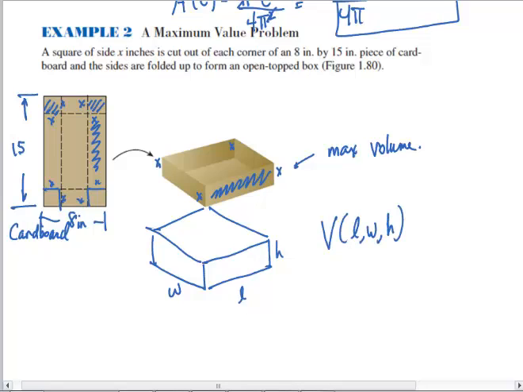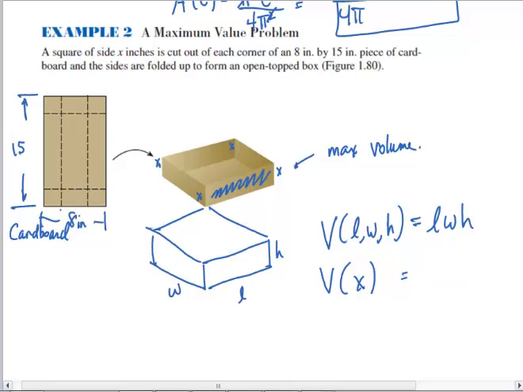I can put in parentheses, comma, right? It's just like L, W, H. We want to convert that into volume as a function of x. So we have a way to do that. If I erase what I was writing on the side, I'm going to leave the variables in so I know what everything is.